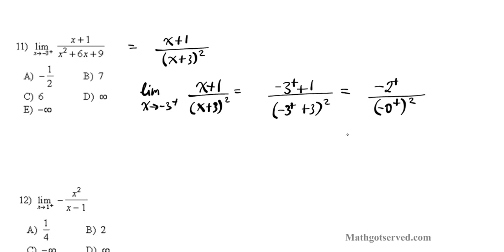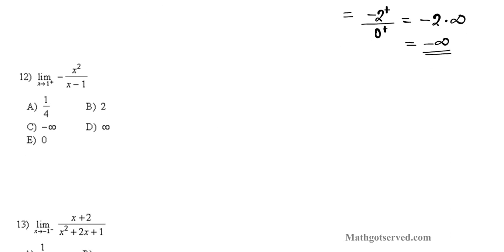If you square that, you're going to end up with negative 2 from the right. And if you square a negative number, you're going to end up with a positive number. So it's going to be a very small positive number. Okay, so what happens when you divide a number by an extremely small positive number? You're going to end up with negative 2 times infinity, which is just negative infinity. All right, so the answer is option letter E.